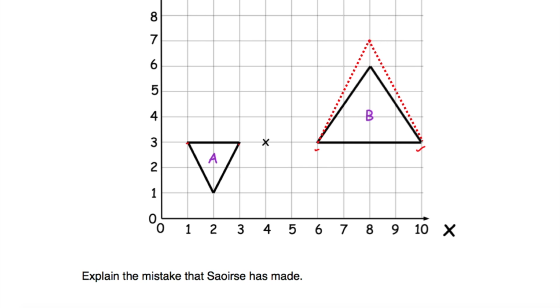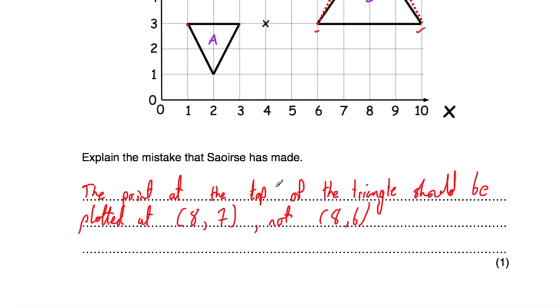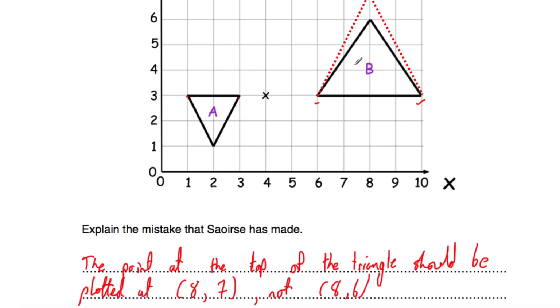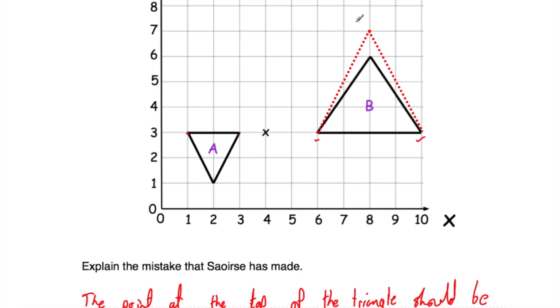So let's explain that mistake. And that's it. I've just explained that the point at the top of the triangle, so the point at the top of this triangle should be plotted at 8, 7. So 8, 7, not 8, 6. And that's it. You made a mistake with that point.